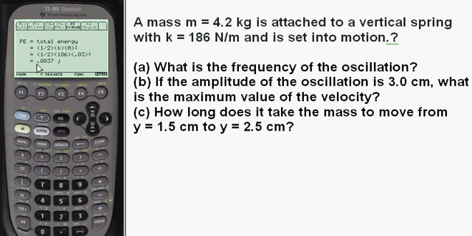Here we put them in there, and that equals kinetic energy, where we can get velocity. And so we substitute that stuff, and we get velocity max 0.19964.